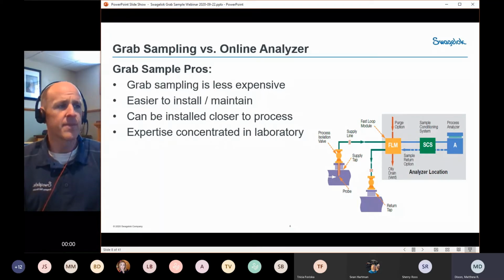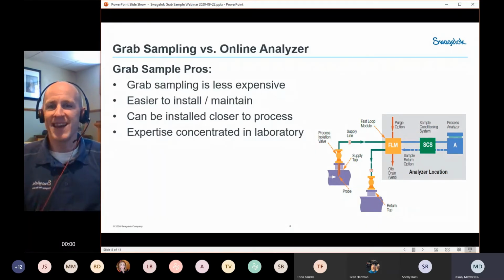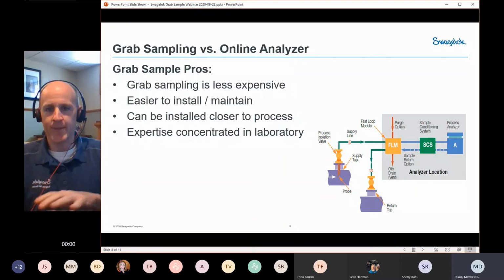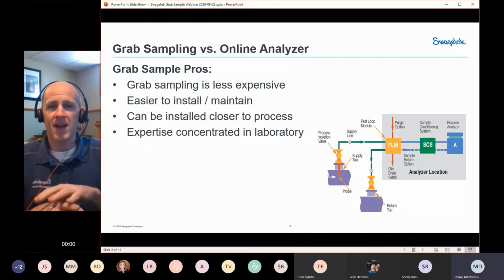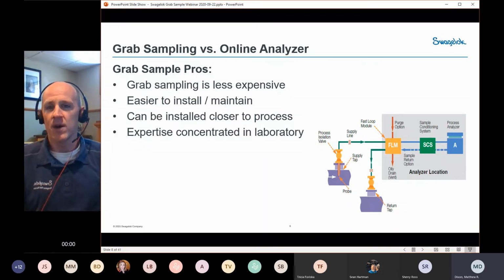Another advantage of the grab sampling is that analysis is actually happening in the laboratory itself, as opposed to distributed throughout your facility. So as a result, you're able to concentrate your expertise in the laboratory instead of having those technicians, those analyzer techs, going all around the facility and having to maintain those in this distributed fashion. It's all concentrated in one location.